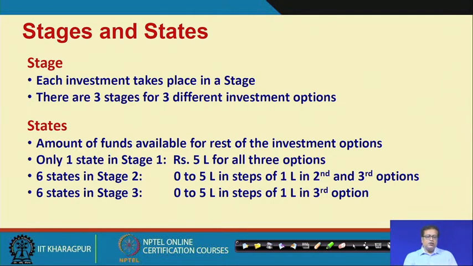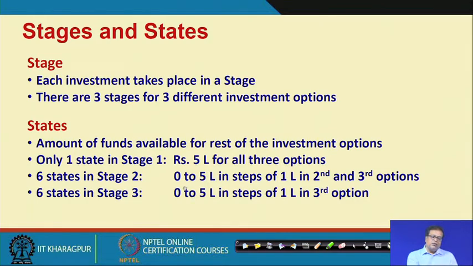So, let us say in the first option we have spent some amount of money, the remaining amount of money would be available for the remaining stages or remaining options. So, the first option could be 0 as well. Assuming the first option is 0, then the entire 5L is available for the rest of the options, but if it is not 0, say 1, 2 or anything, the rest of the money will be available.